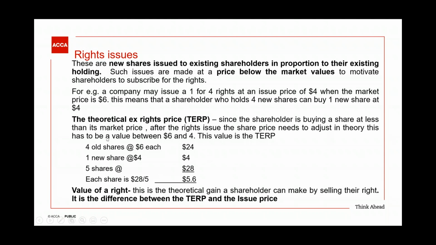Generally, how we work it is, for example, I've worked it out here. If you're trying to issue one new share for every 4 shares held, what's going to happen is you'll have 4 old shares at 6. You're issuing 1 new share at 4, which means you've now got 5 shares worth 28. So each share should roughly be around 5.6, and that is what we call the theoretical ex-rights price. Will this be the price of the share after the rights issue? Not really. In theory, we could expect it to be this much, because all other things being equal, right?